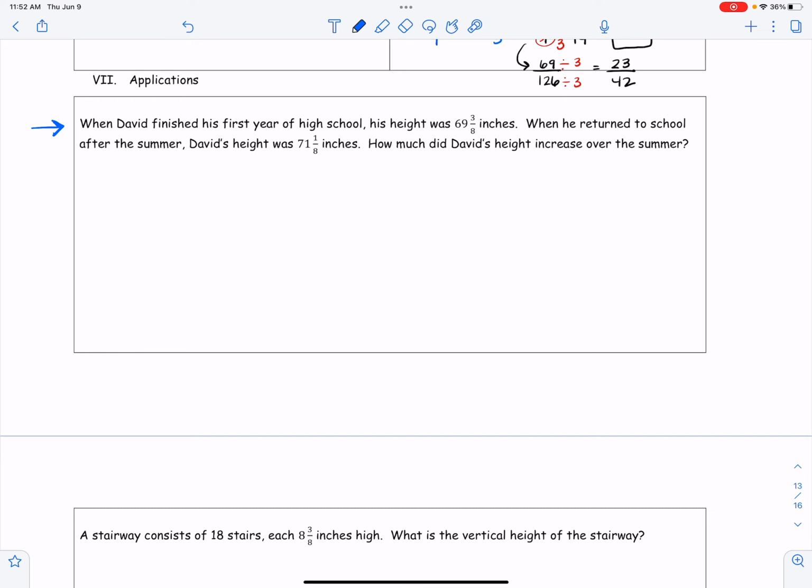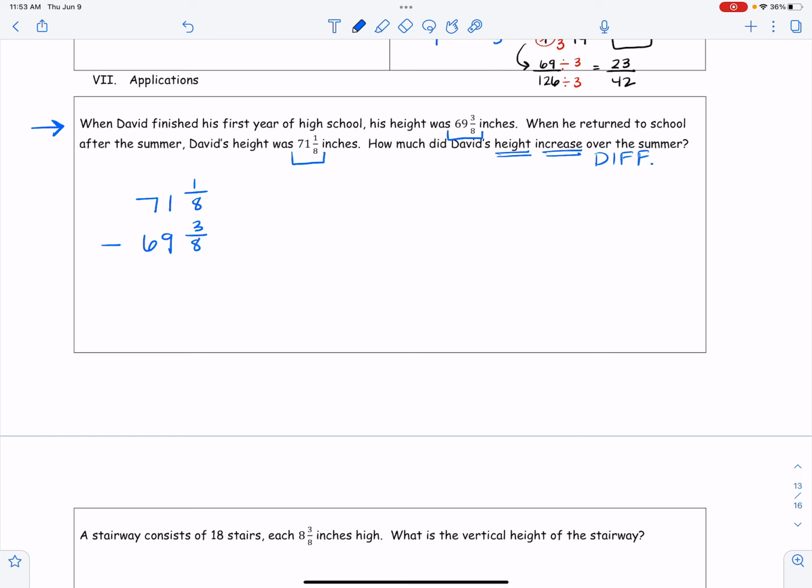All right, when he finished his first year, he was 69 3/8 inches. When he returned after the summer, he was 71 1/8 inches. And we want to know how much did his height increase over the summer. So we're looking for a change in height. That means we're looking for a difference. Okay, so essentially I want to do 71 1/8, and I want to subtract 69 3/8.